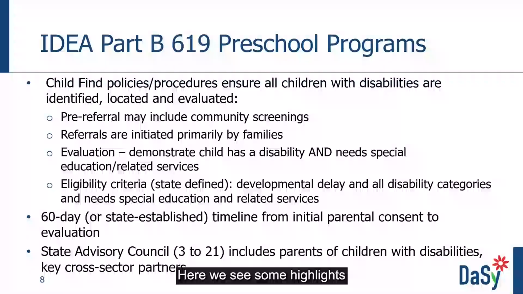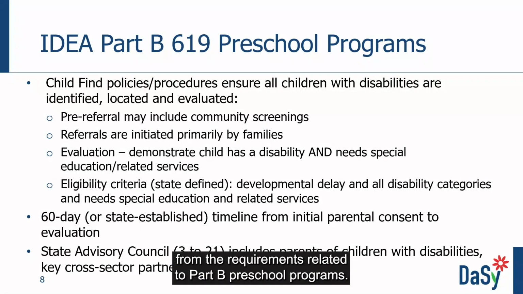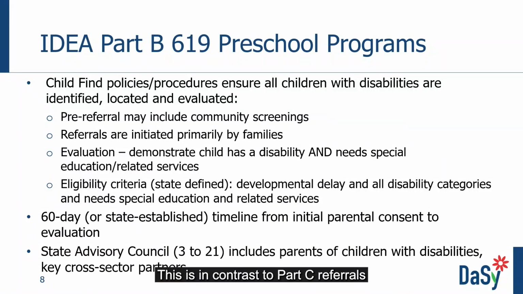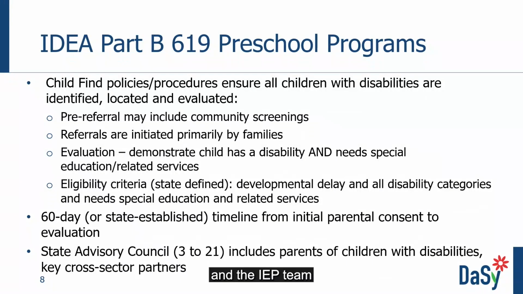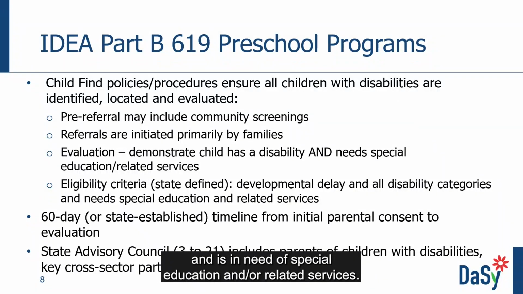Here we see some highlights from the requirements related to Part B preschool programs. For Part B, referrals are initiated primarily by families, although they may also come from other community programs. This is in contrast to Part C referrals, where the most common referral sources are physicians and families. Eligibility is determined through an evaluation and the IEP team, where based on the evaluation, the team determines whether or not a child exhibits a delay or disability and is in need of special education and/or related services.